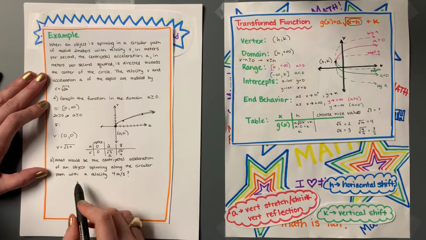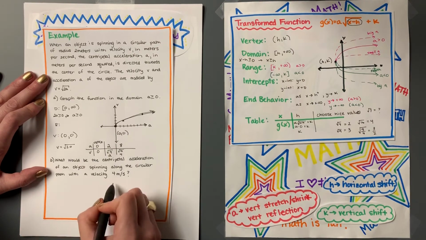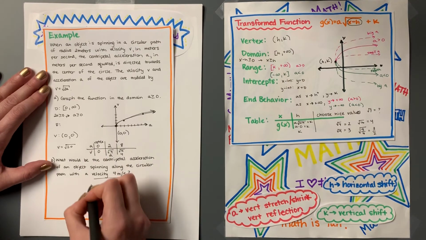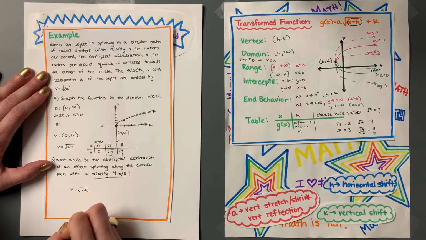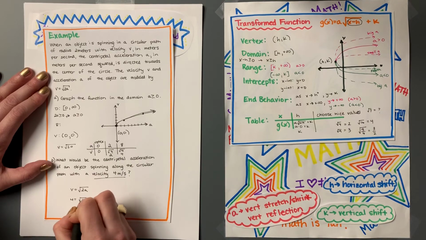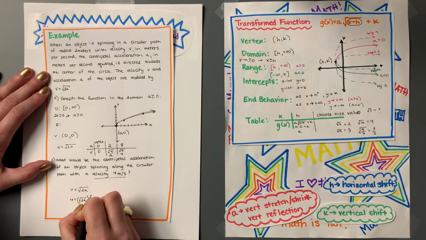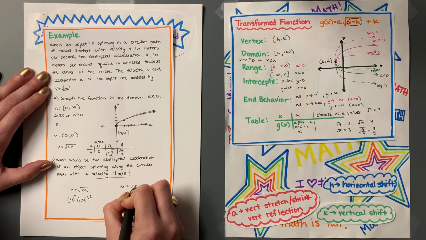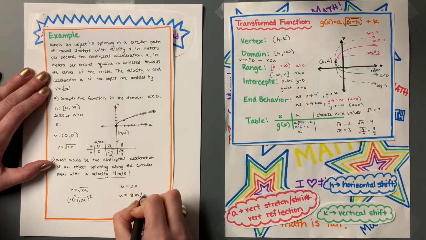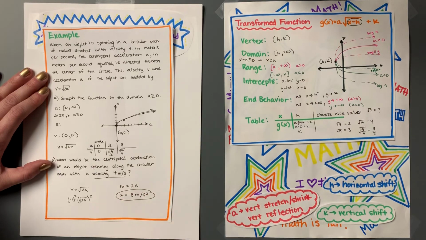What would be the centripetal acceleration of an object spinning along the circular path with the velocity of 4 meters per second? So v is equal to the square root of 2a. 4 is equal to the square root of 2a. I'm going to square both sides to undo this. So 16 is equal to 2a. a is equal to 8 meters per second squared. Make sure you include units in any word problem you do.